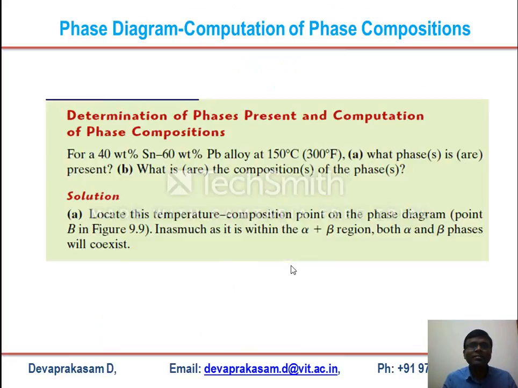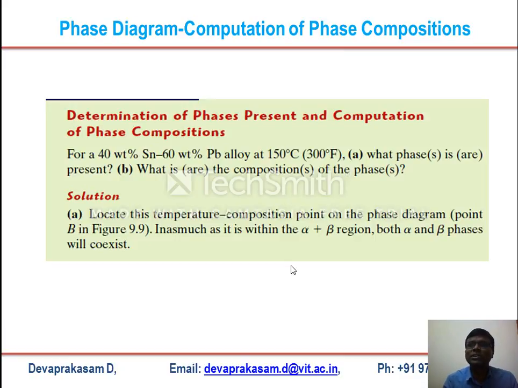Let us do a simple exercise: the computation of phase composition at any phase present in the lead-tin diagram. This is the exercise: determination of the phases present and computation of the composition. For example, a 40 weight percent tin and 60 weight percent lead alloy at 150 Celsius.